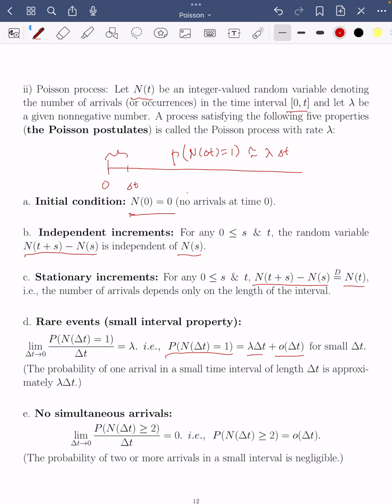And also, in this time interval, there are several possibilities. One is that there are no arrivals at all, or there is only one arrival, or there are at least two arrivals. So we say that the chance that the number of arrivals is at least 2 is little o of delta t. In other words, there are no simultaneous arrivals in this time period. These 5 properties are the so-called Poisson postulates.